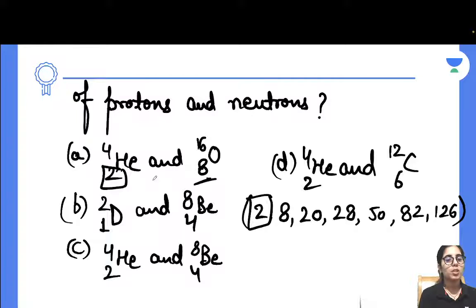Hence, only option A is the correct answer here, and we are able to see its number of protons and neutrons exactly matching the magic number, which makes it more stable. Okay, that's how you are going to get it, guys.